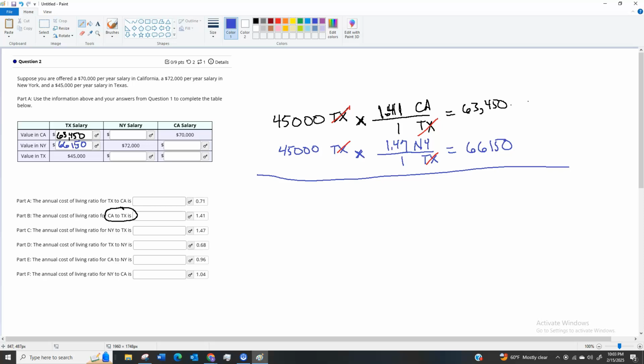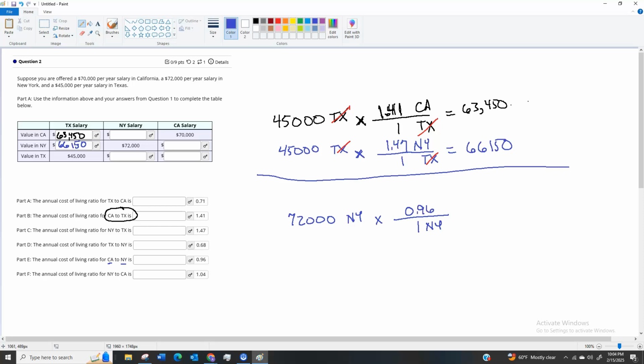Okay, so if we were going to do New York to California in this case, I'm going to start again with the New York value, so 72,000, and that's New York. And then I'm going to multiply that by the ratio of, we're dealing with New York and California. I want the ratio of New York and California, but the New York we want to be on the bottom. So California to New York. So this one right here. So New York is on the bottom, California is on the top. It would be the 0.96.